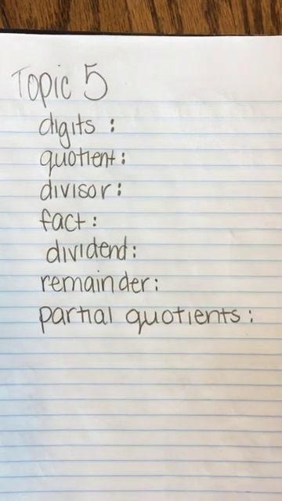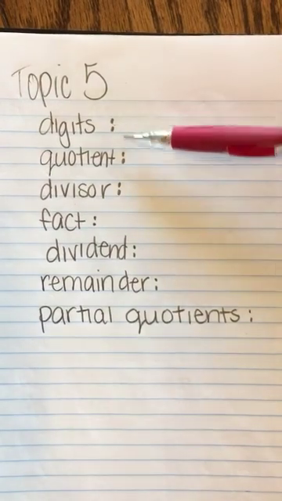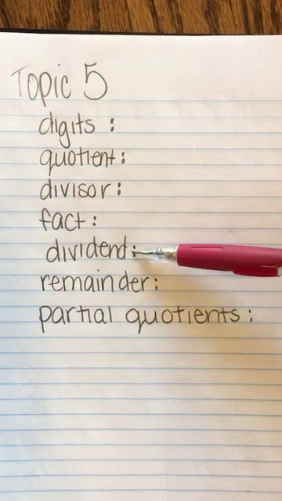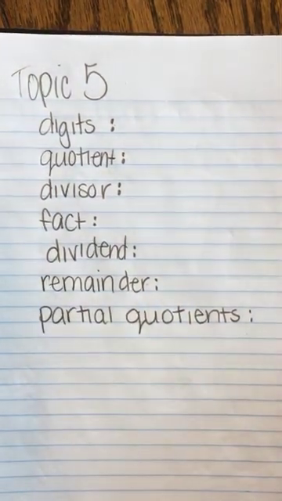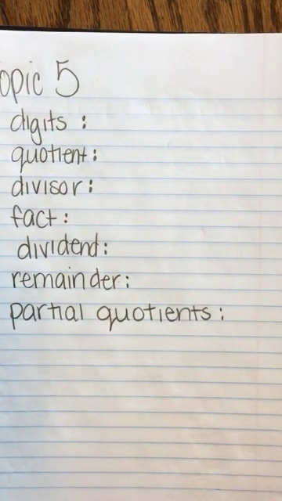Welcome to topic 5. The first thing I want you to do is write down the following vocabulary words: digits, quotient, divisor, fact, dividend, remainder, and partial quotients. We'll be using all of this topic, and I want to make sure that you have the correct definitions.